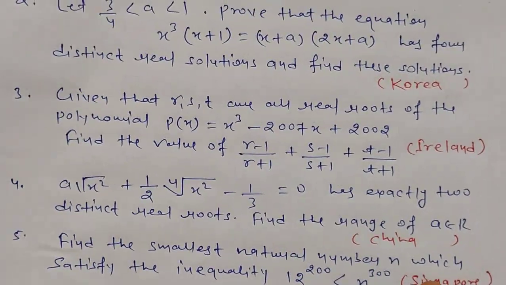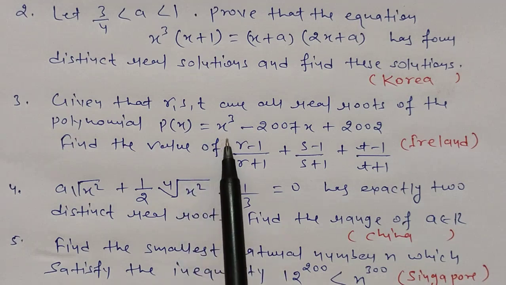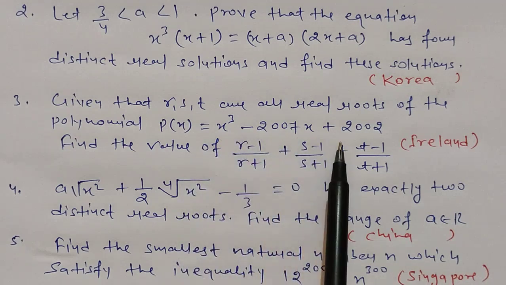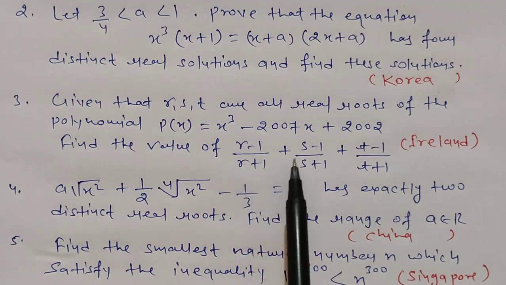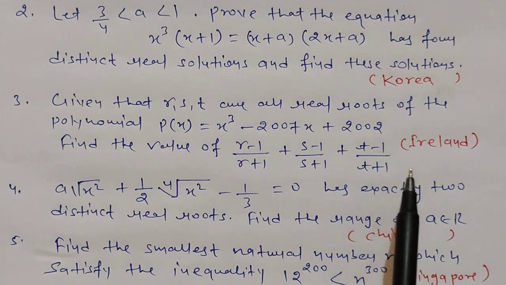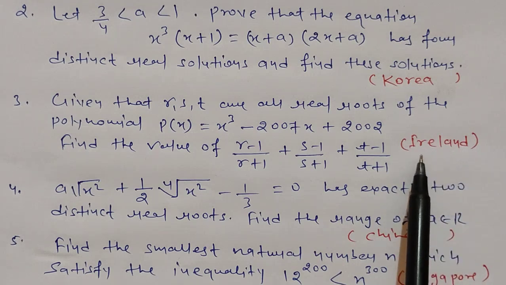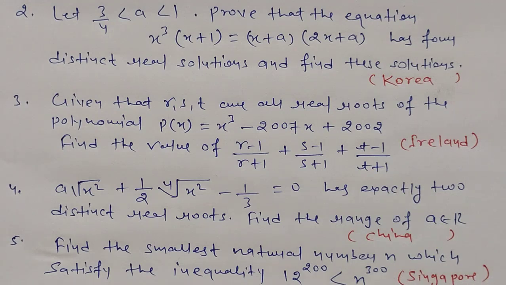Now this is the third problem. Given that r, s, t are all real roots of the polynomial P(x) equals x cube minus 2007x plus 2002, we have to find the value of (r minus 1)/(r plus 1) plus (s minus 1)/(s plus 1) plus (t minus 1)/(t plus 1). This problem is also important, and it was asked in the Ireland Mathematical Competition, so this is a national level competition problem.